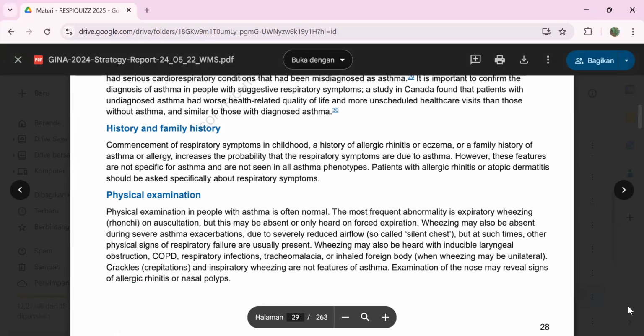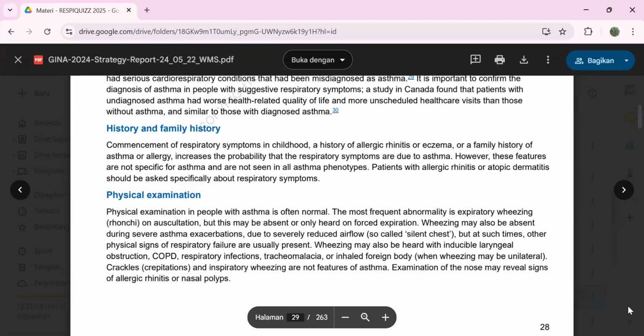History and family history. Commencement of respiratory symptoms in childhood, a history of allergic rhinitis or eczema, or a family history of asthma or allergy increases the probability that respiratory symptoms are due to asthma. However, these features are not specific for asthma and are not seen in all asthma phenotypes. Patients with allergic rhinitis or atopic dermatitis should be asked specifically about respiratory symptoms.